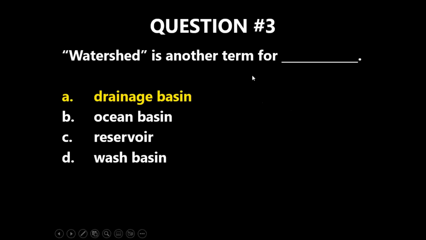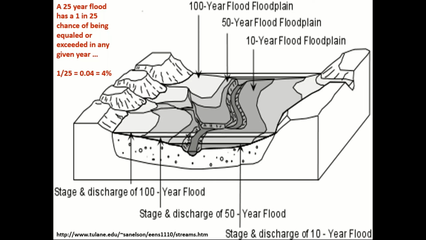Thanks, Lindsay. Question 3. Watershed is another name for drainage basin. With respect to rivers and streams, you sometimes hear about this just in everyday news events and articles you run across. They talk about 100-year floods or 20-year floods. What does that mean exactly?